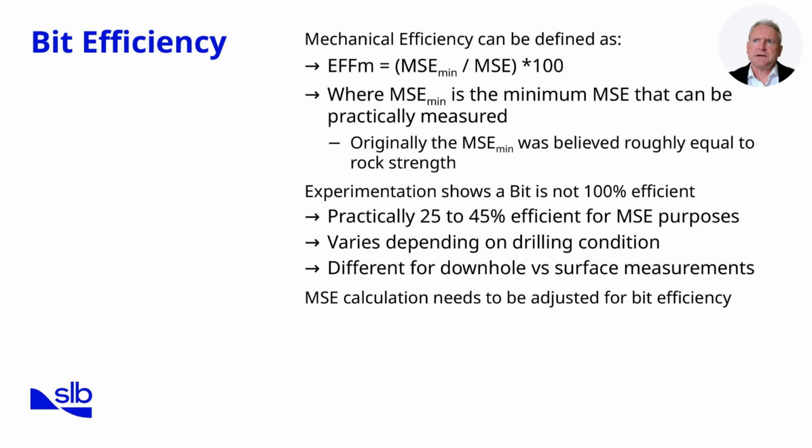For MSE purposes, bits are typically only 25 to 45% efficient. This variation depends on drilling conditions, bit type, and whether we are using surface or downhole data. The key point is that MSE calculations must be corrected for bit efficiency to give meaningful results. Without adjustment, we would consistently overestimate how much energy is actually required to cut the rock. Recognizing this limitation allows us to use MSE as a comparative tool rather than an absolute measure. With bit efficiency in place, we can now combine MSE and the bit friction coefficient to better understand drilling aggressiveness and performance.